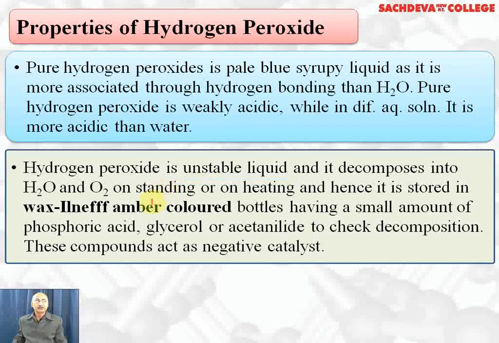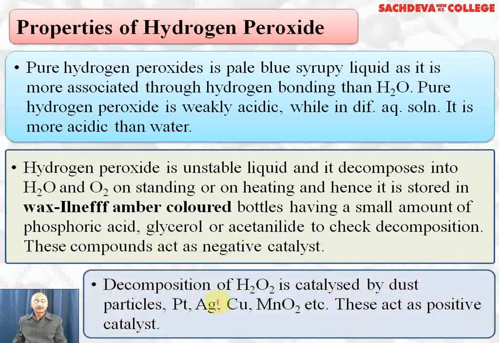It decomposes into water and oxygen on standing or on heating, hence it is stored in wax-coated colored bottles having a small amount of phosphoric acid, glycerol or acetanilide. These check the decomposition and therefore act as negative catalysts. Decomposition of hydrogen peroxide is catalyzed by platinum, silver, copper, MnO2, etc. and even silica present in glass bottles.